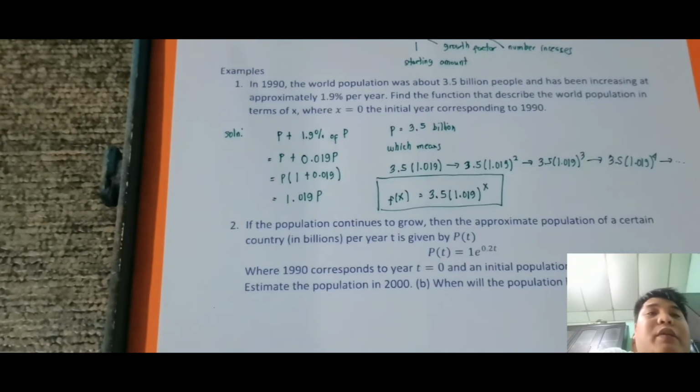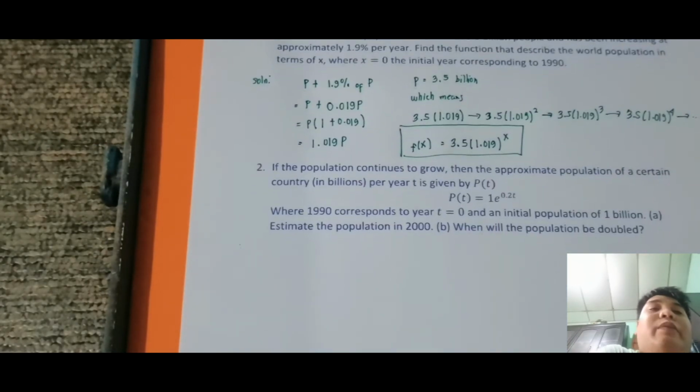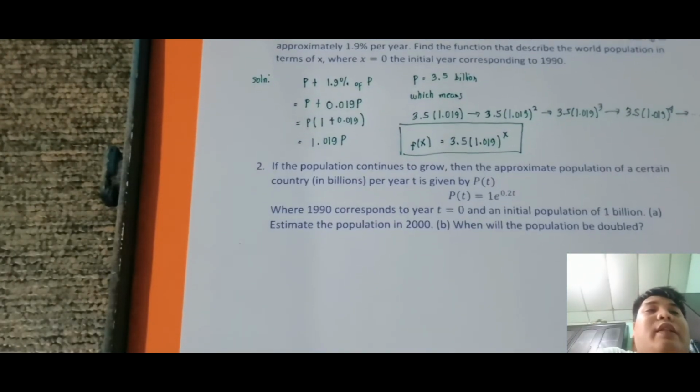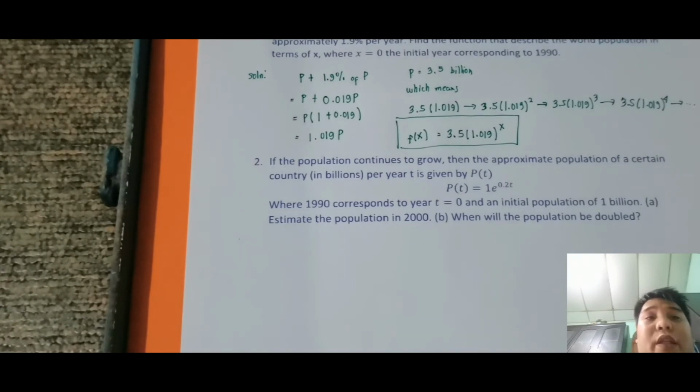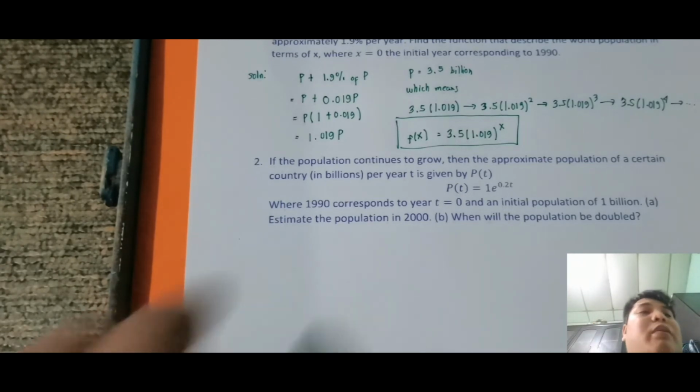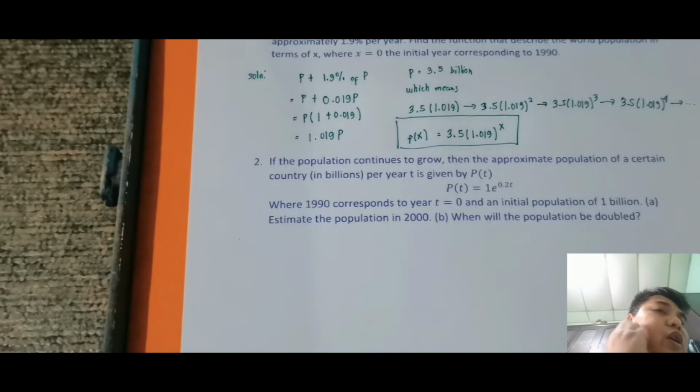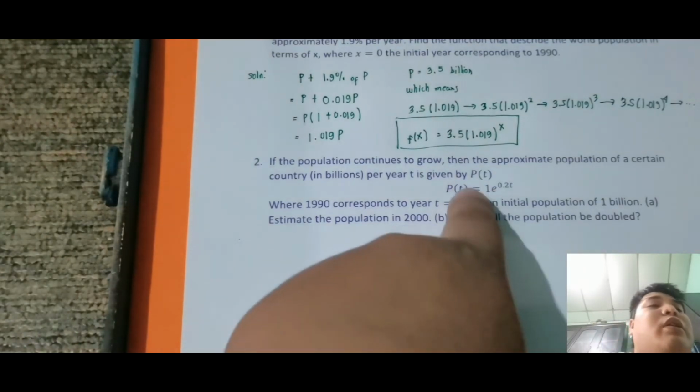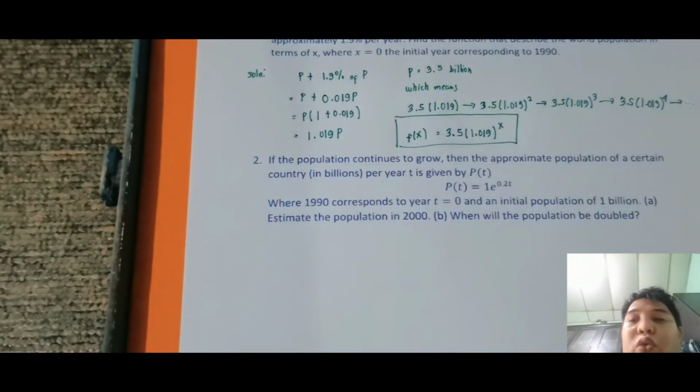Okay. So, now, let's have the last example for this video. If the population continues to grow, then the approximate population of a certain country in billion per year t is given by P of t is equal to 1 e raised to 0.2 t. So meaning in billion is a certain country. Hindi ko sure anong country yung may 1 billion. I think China to. No, kasi yung China yata parang billion yung number ng tao niyan. So that is 1 billion e raised to 0.2 t.